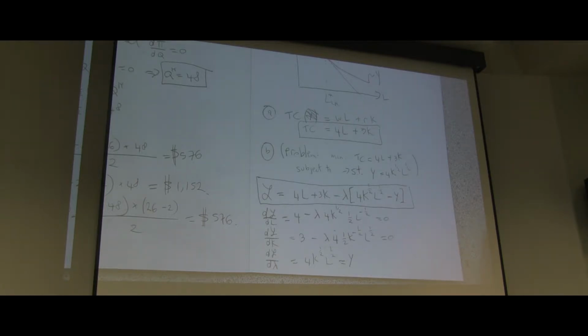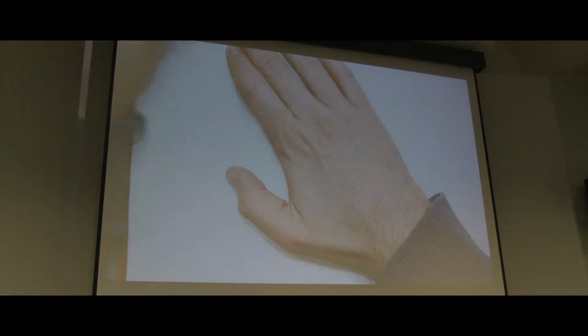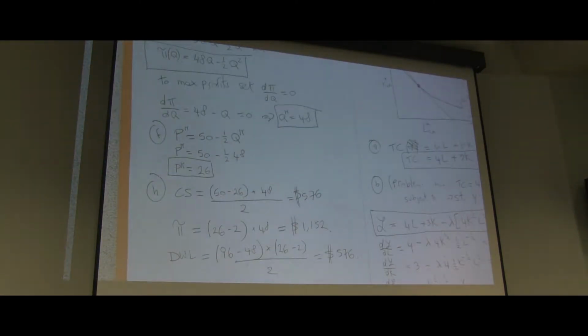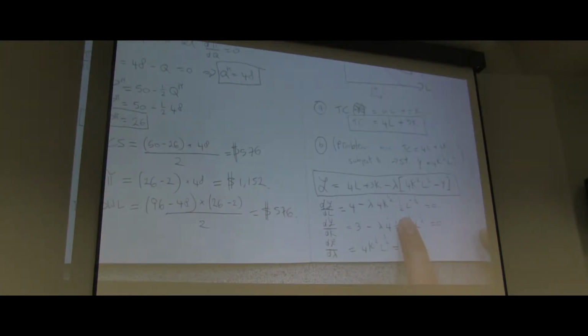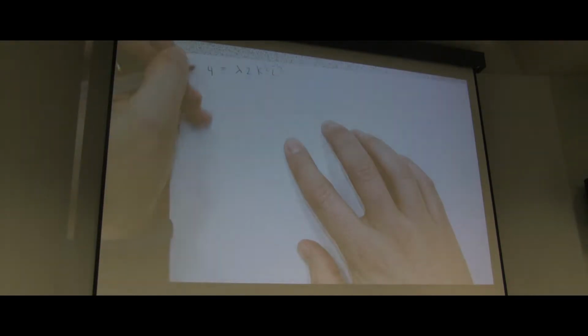It's going to ruin your day. The lambda has to go away. All right, so to get rid of that, the first equation was 4 equals, I'm going to bring that minus to the other side, so lambda, 4 times 1/2, that's 2k to the 1/2, L to the minus 1/2. Yes, that's the first equation.